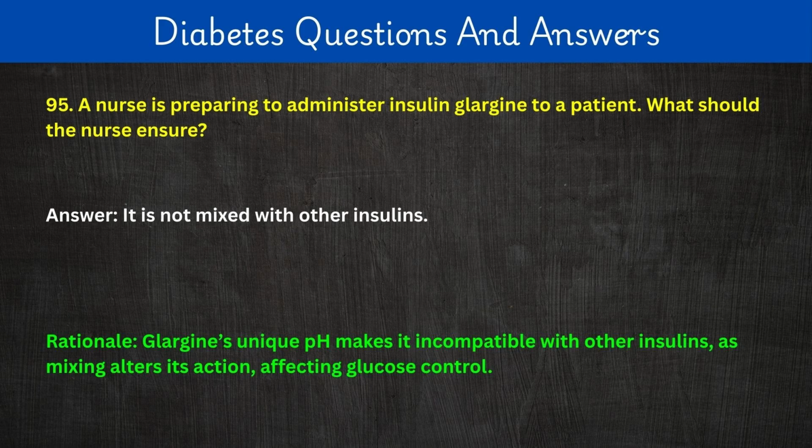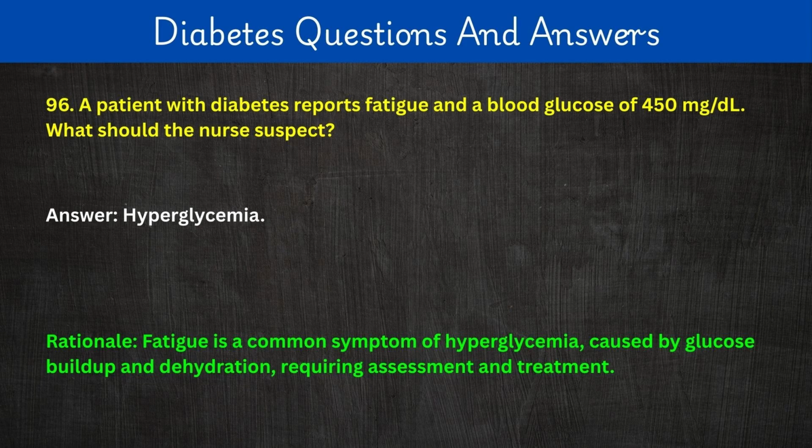Rationale: glargine's unique pH makes it incompatible with other insulins, as mixing alters its action, affecting glucose control. 96. A patient with diabetes reports fatigue and a blood glucose of 450 milligrams per deciliter. What should the nurse suspect? Answer: hyperglycemia. Rationale: fatigue is a common symptom of hyperglycemia caused by glucose buildup and dehydration, requiring assessment and treatment.